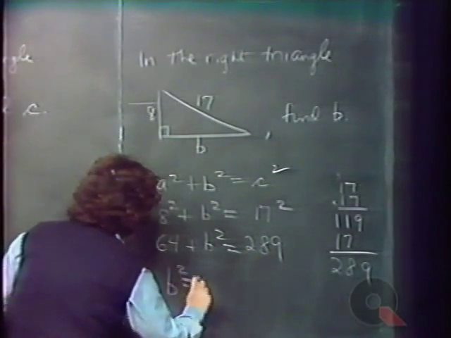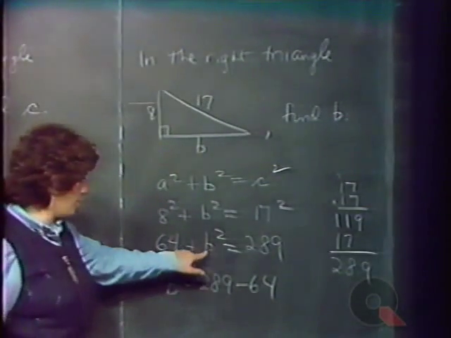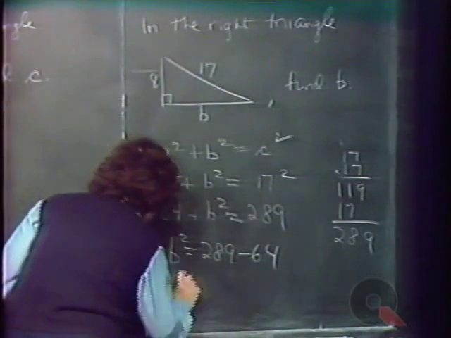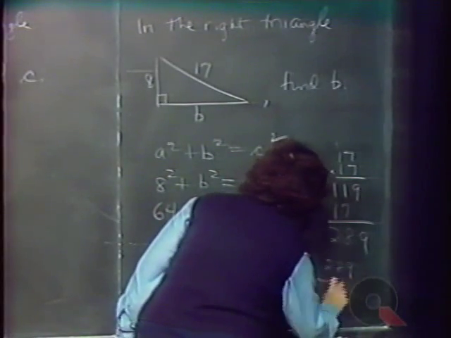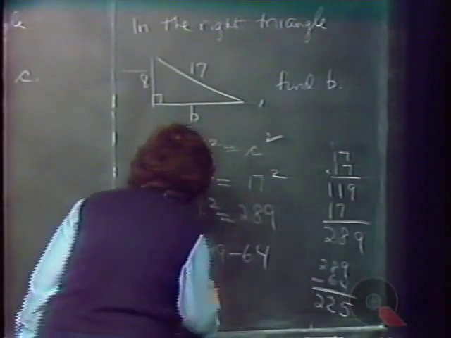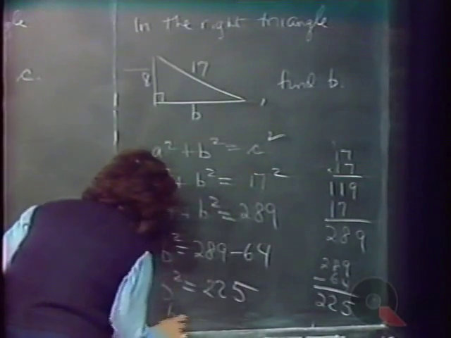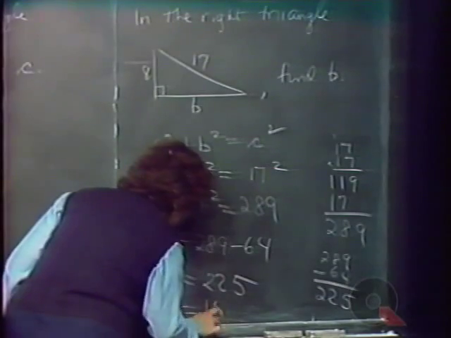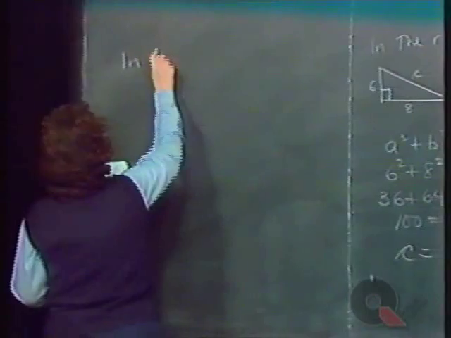B squared is therefore 289 minus 64. I wanted to solve for b squared, so I subtract 64 from both sides of the equation. B squared is, now we need 289 minus 64, which is 225. And then b comes out to be the positive square root of 225, or 15. Okay, let's try another example.